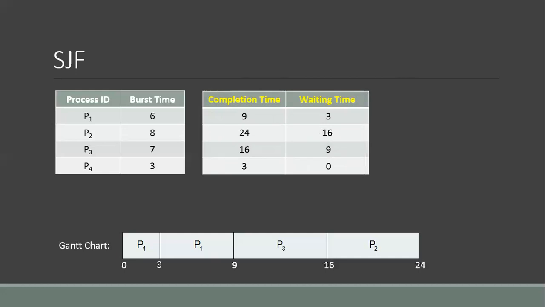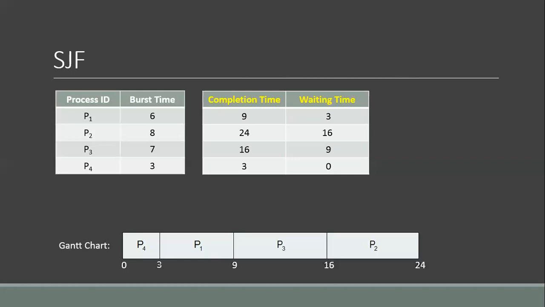By looking at the Gantt chart, we can find out the completion time for each of these processes. Process P1 has completed its execution at time 9. Process P2 has completed its execution at time 24. Process P3 has completed its execution at time 16. And P4 has completed its execution at time 3.